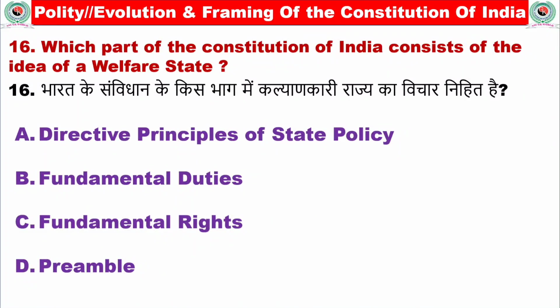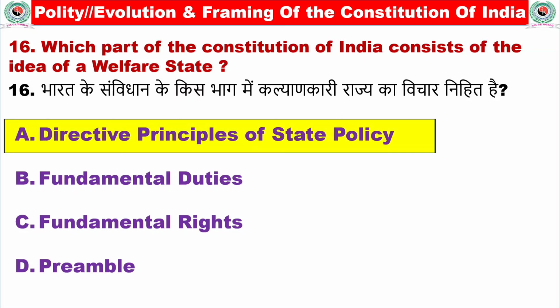Next, which part of the Constitution of India consists of the idea of a welfare state? The correct answer is option A. Directive Principles of State Policy.